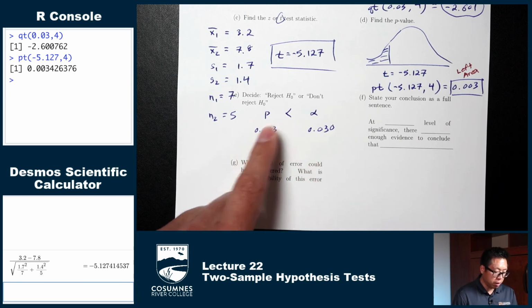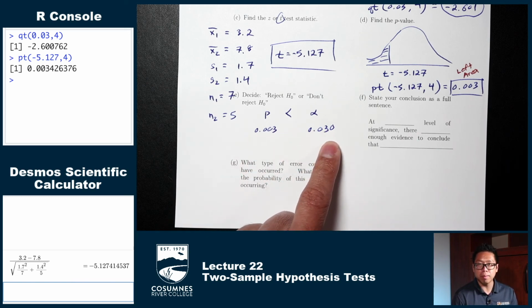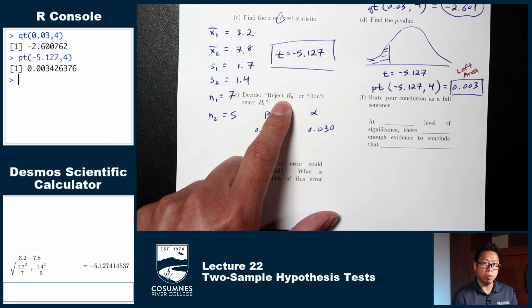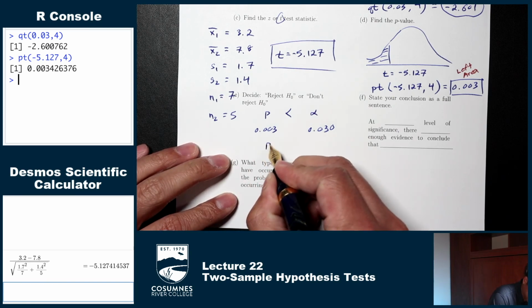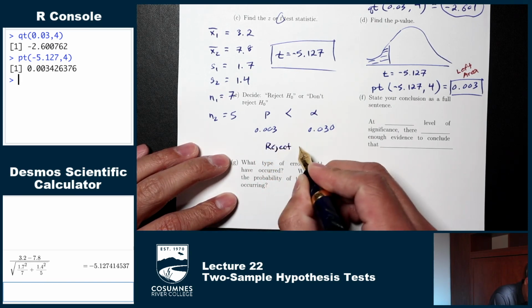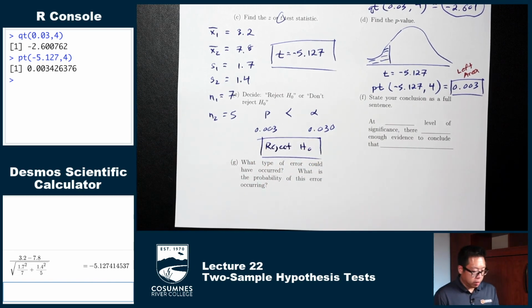Is the p-value less than alpha? Is 3 less than 30? Yes. So if it's a yes, we reject H0. So here we reject. Okay, if it's not less, you don't reject.